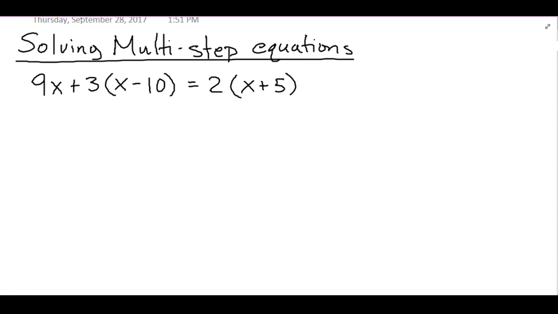We have 9x plus 3 times the quantity x minus 10, close the quantity, is equal to 2 times the quantity x plus 5. When you come across any types of problems like this and you're just asked to solve for a particular variable, it's best to make it as simple as possible. So I'm going to go ahead and start this off by distributing this 3 into these parentheses and also distributing this 2 into these parentheses.